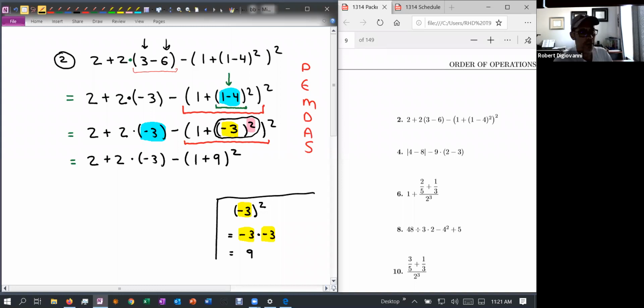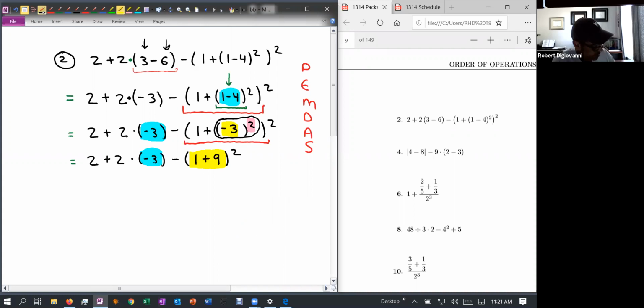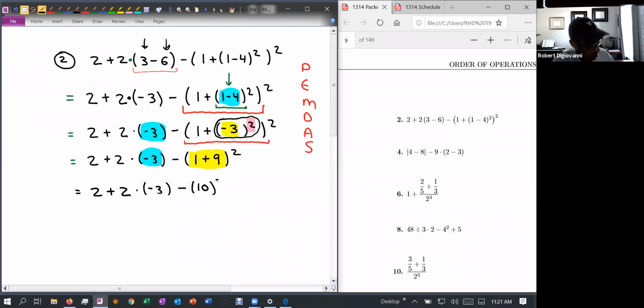And then I start over again. I say to myself, okay, parentheses, I can't do anything with that. How about in the other parentheses? Now we have just one simplified parentheses. Can we do what's in here? Yes, we can do that. 1 plus 9. I'm going to erase this. 1 plus 9 gives us 10, right? So 2 plus 2 times -3 minus. How should I write this? Put the 10 in parentheses and then squared.